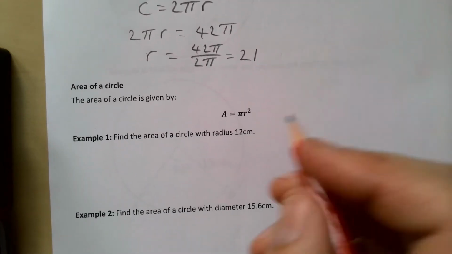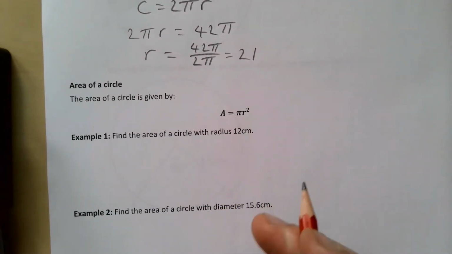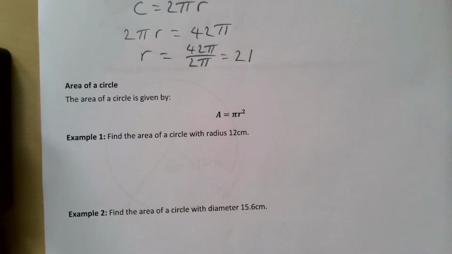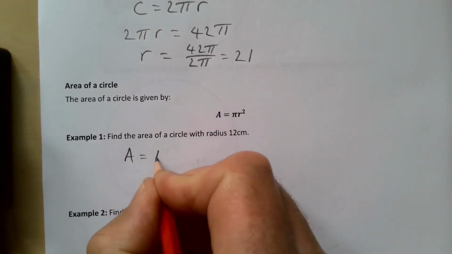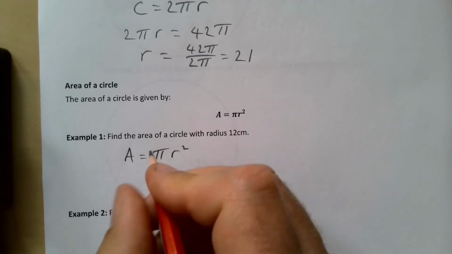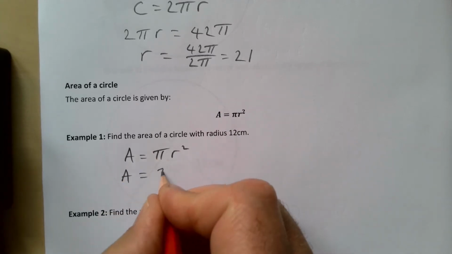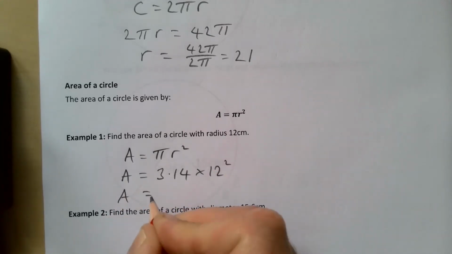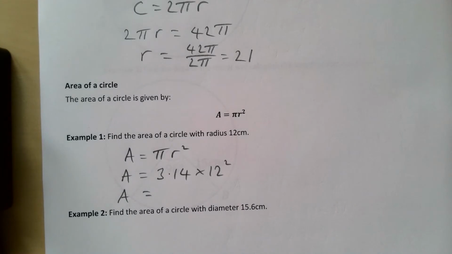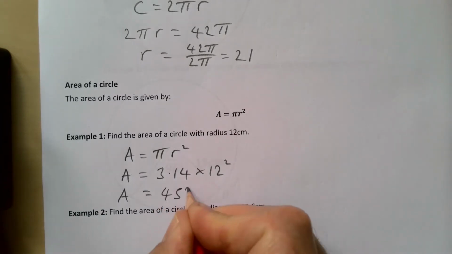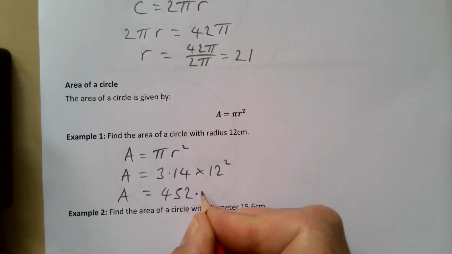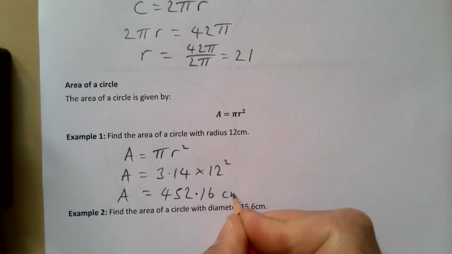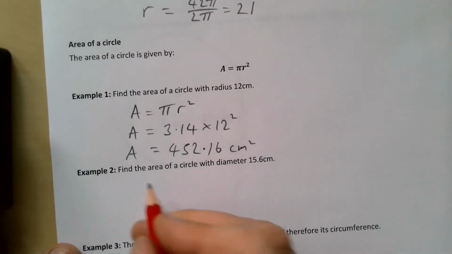Find the area. So area, of course, is pi r squared. Find the area of a circle with radius 12 centimeters. Area is pi r squared. Area is 3.14 times by 12 squared, and that gives us 452.16 centimeters squared.